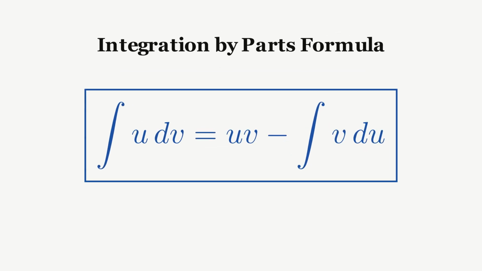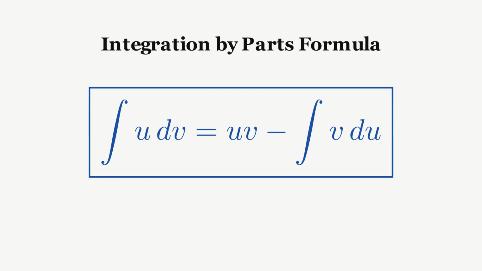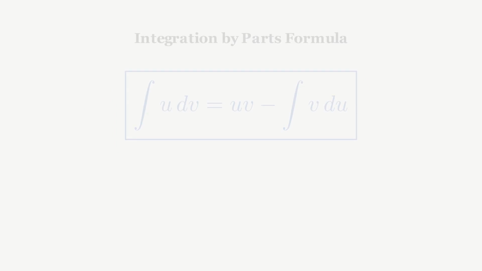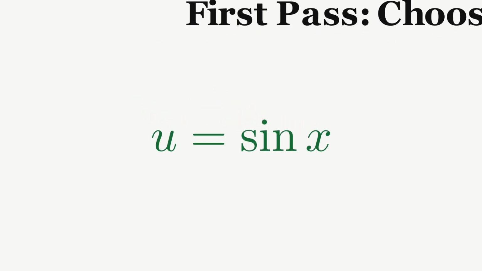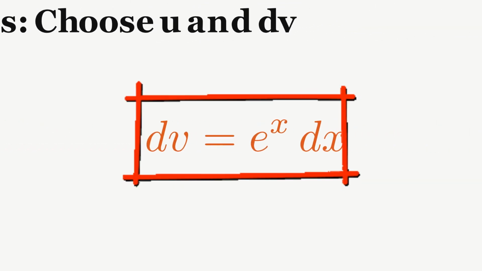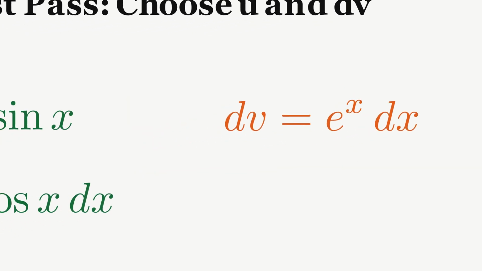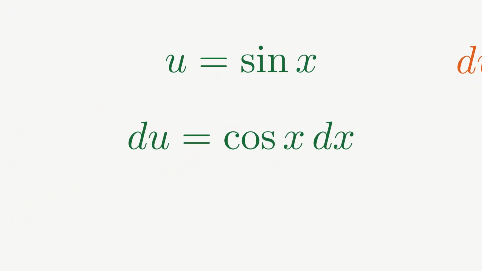It says, the integral of u with respect to v equals u times v minus the integral of v with respect to u. Now we must decide which function should be u and which should be dv. Let's choose u equals sine x. Differentiating sine x gives a simple result. Now choose dv equals e to the power x with respect to x. The exponential function is one of the easiest functions to integrate.